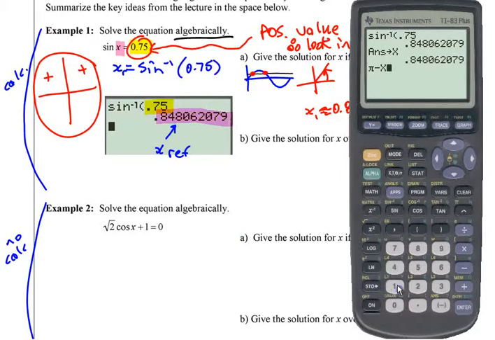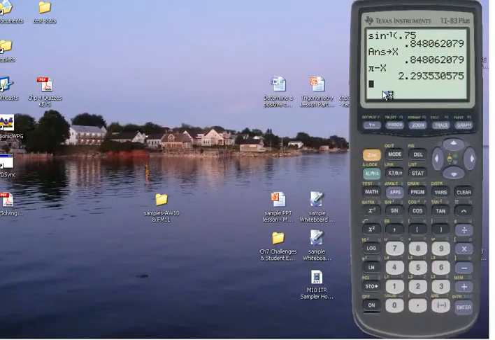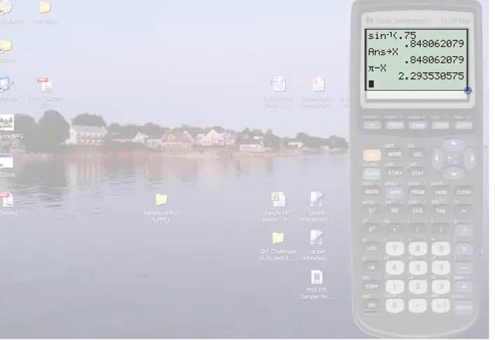The store button is over here next to the 1 on this particular calculator. There's ways to store it on lots of different calculators, because then you don't have to put that number in again. 2.29, angle in quadrant 2. I'm going to take a picture of that calculator screen again, so we can refer back to it here.